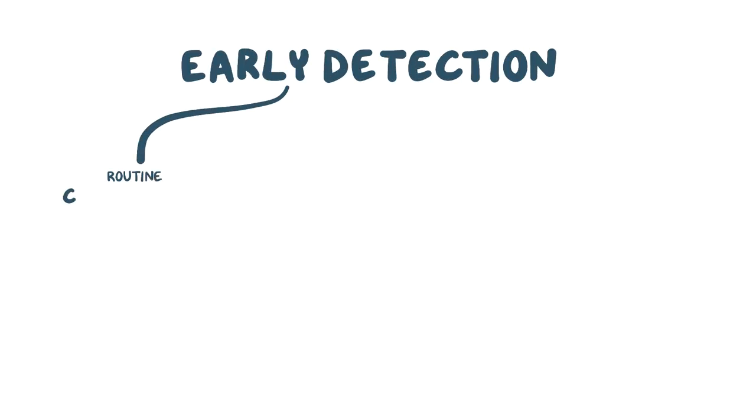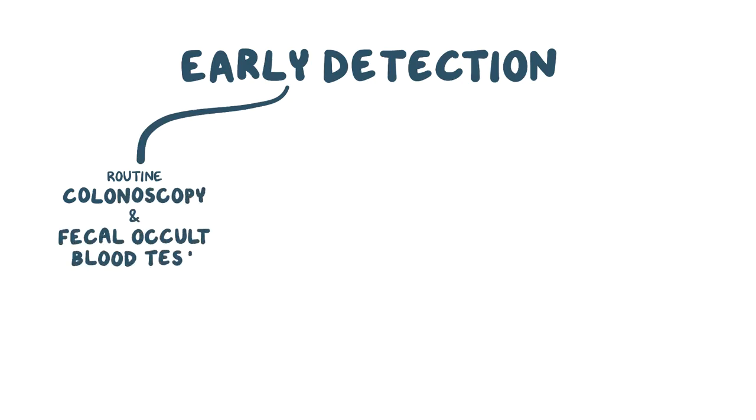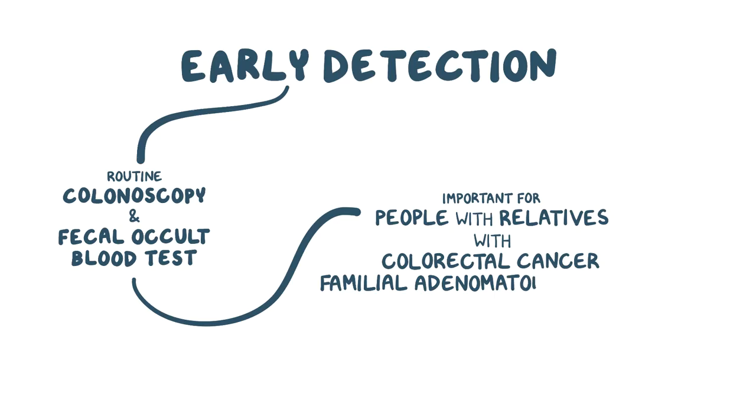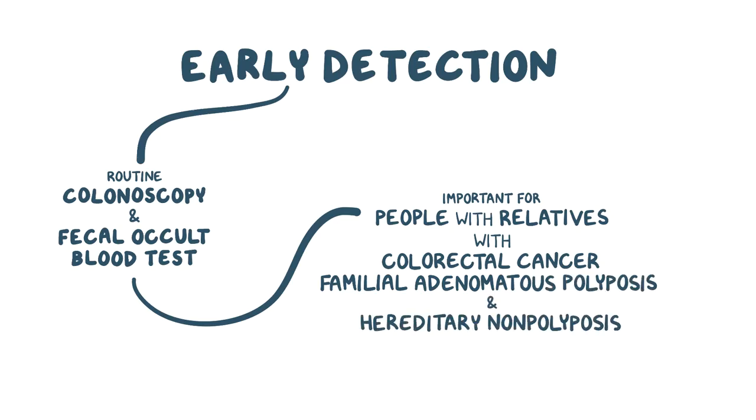To identify colorectal cancer early, routine colonoscopy and fecal occult blood tests can be done to look for neoplastic polyps or early carcinomas so that they can be removed at an early stage. This is particularly important for individuals with relatives that have colorectal cancer, and for those with disorders like familial adenomatous polyposis and hereditary non-polyposis colorectal cancer.